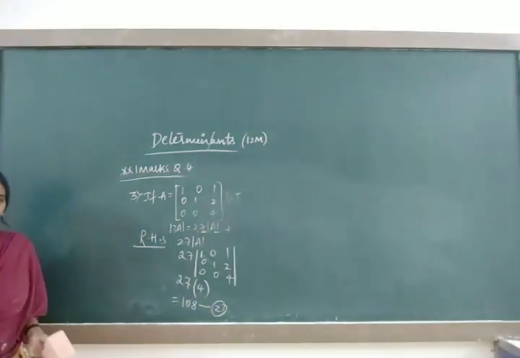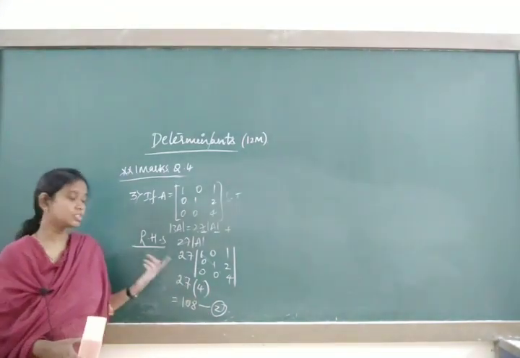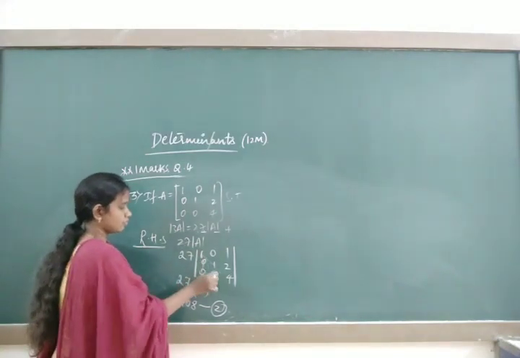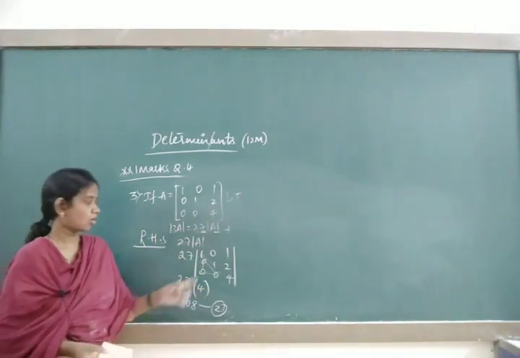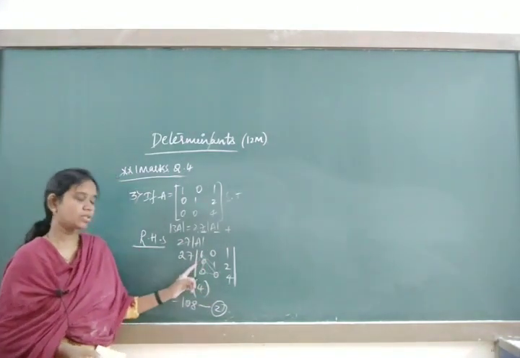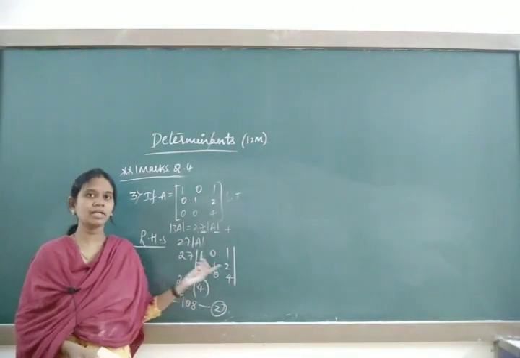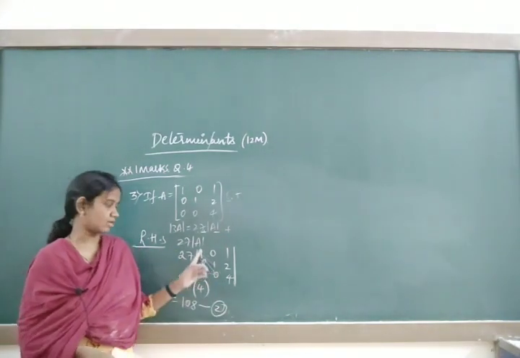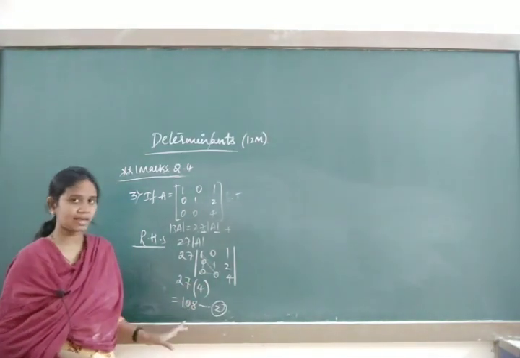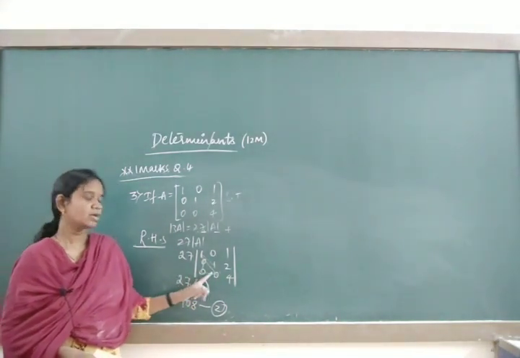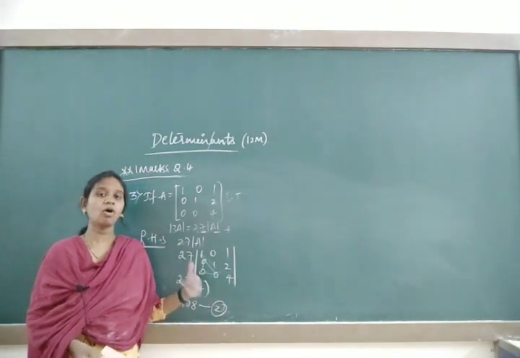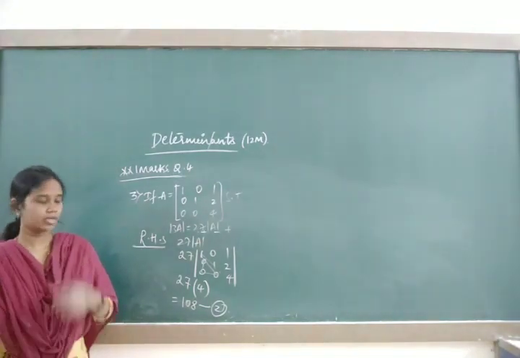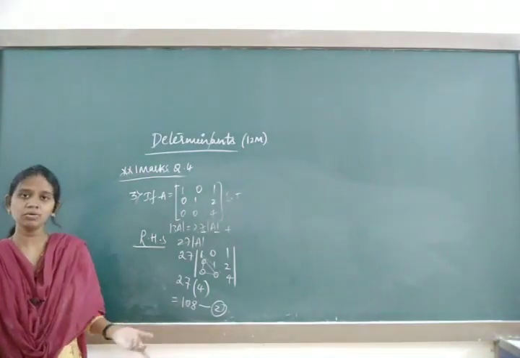You can go with the expansion along R1, or else remember one property: below the principal diagonal or above the principal diagonal, if the elements are 0, then the result will be the product of the principal diagonal, 1 into 1 is 1, 1 into 4 is 4. So I wrote it directly. This is possible only if the elements below, or above, or sometimes both, are 0. Okay, so LHS is equal to RHS.